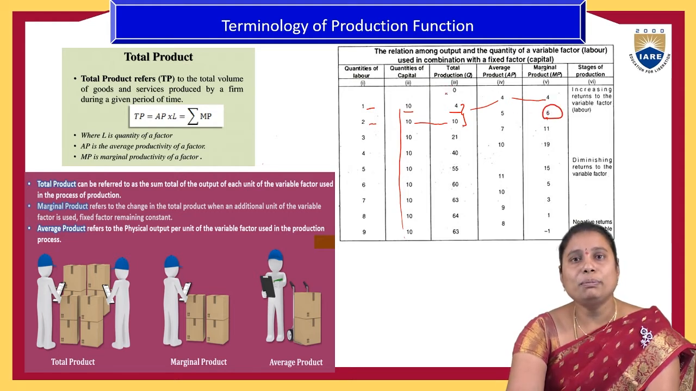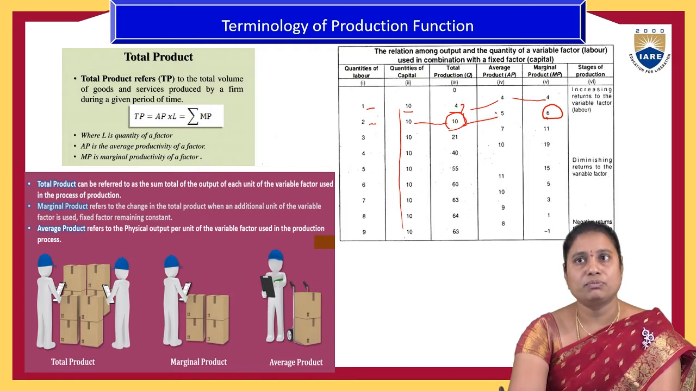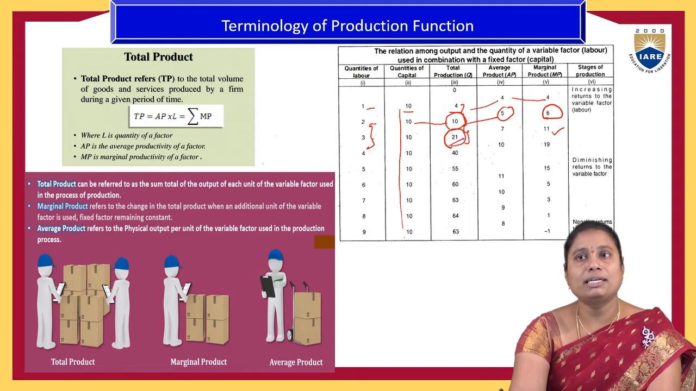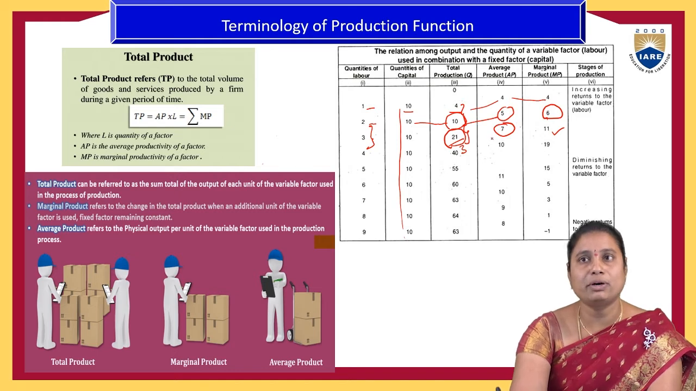And this total production 10 is produced by 2 labor, which means on an average each labor has produced 5 products. That is, the average product is 5. In the same way, if the labor is increased to 3, then the total production is increased to 21. So that is 11 marginal products, where 21 divided by 3 is the average, that is, on an average, each labor has produced 7 products.